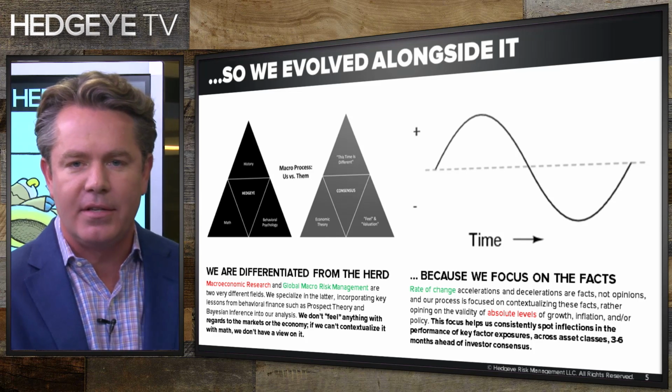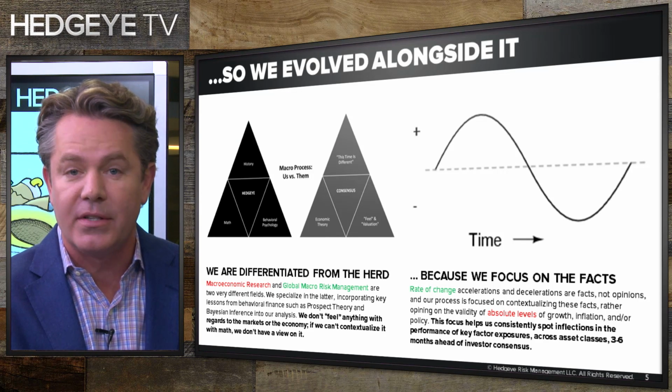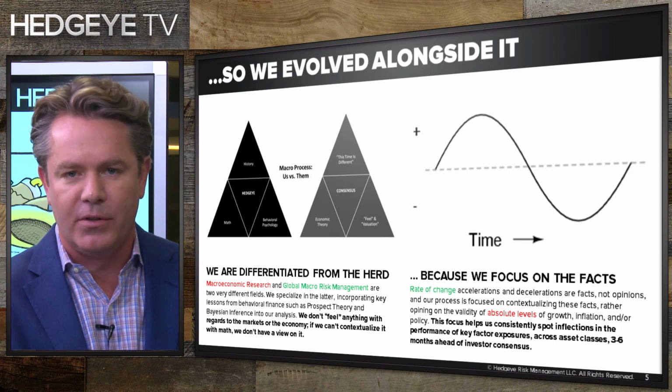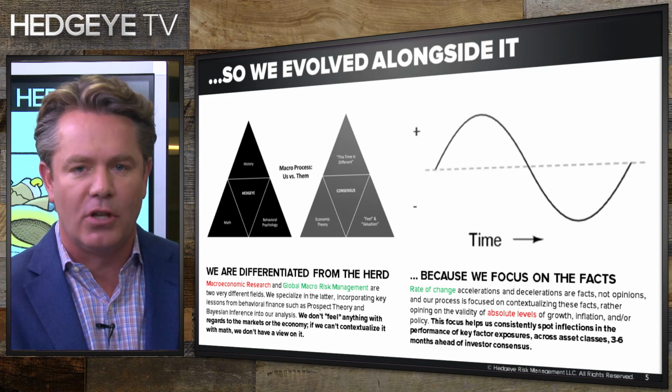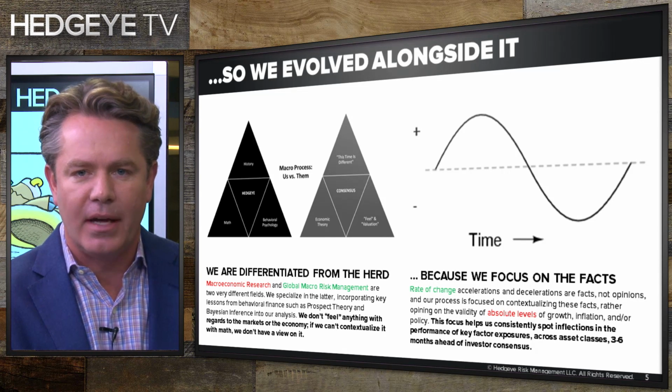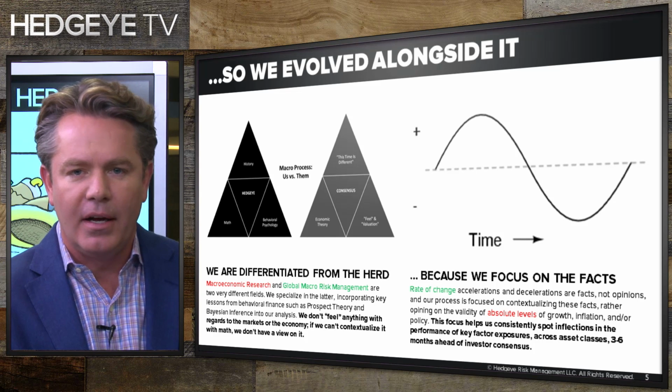We learned this in the 10th and 11th grade, so don't forget second derivative or calculus. This is what our entire model from a research perspective is built on. So when the rate of change slows, that's bad. And when the rate of change accelerates, that's good. This is not about anything else.